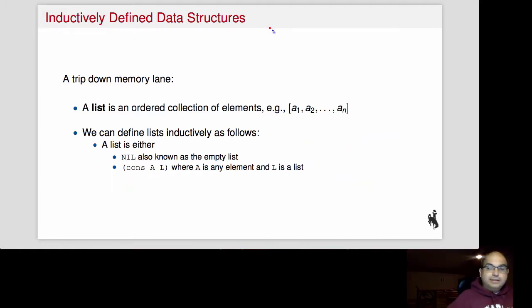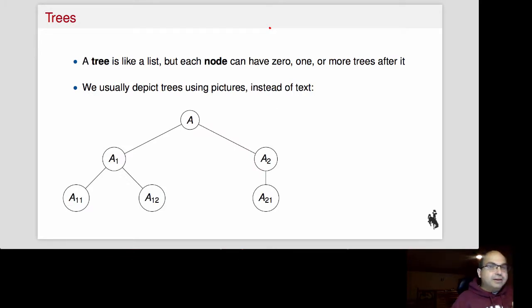Okay, so let's see. A tree is very much like a list in some ways, in the sense that you have some element and then it has sub-trees. But the big difference between a tree and a list is right here, and that is that a tree can have 0, 1, or more trees after it. Whereas in the lists, we have an element, and it was followed by only one list. So rather than A, B, C, the way that we usually draw trees is with a picture like this.